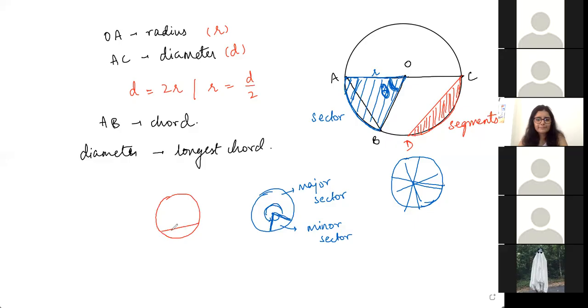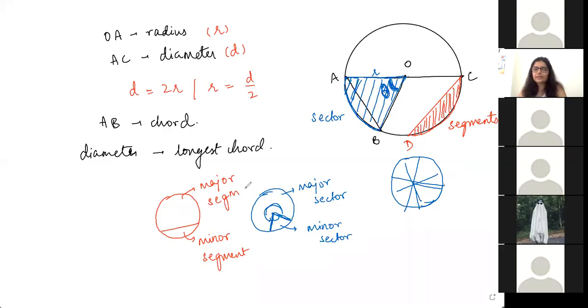Ma'am, if we consider AC as the chord, then with respect to AC, which is minor and which is major, because both are equal? They're basically the same thing. They're congruent to each other, right? So then you don't define minor or major. Whatever you do, it's the same thing. Whatever area you find, anything related to that, it's going to be the same. So it's not defined for this.